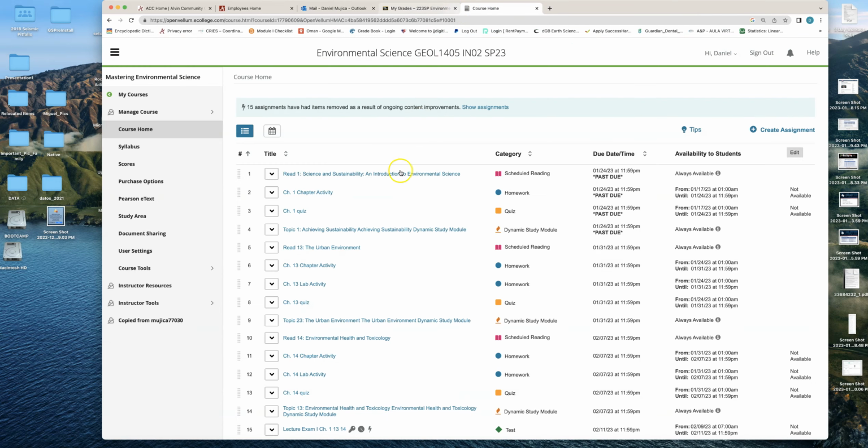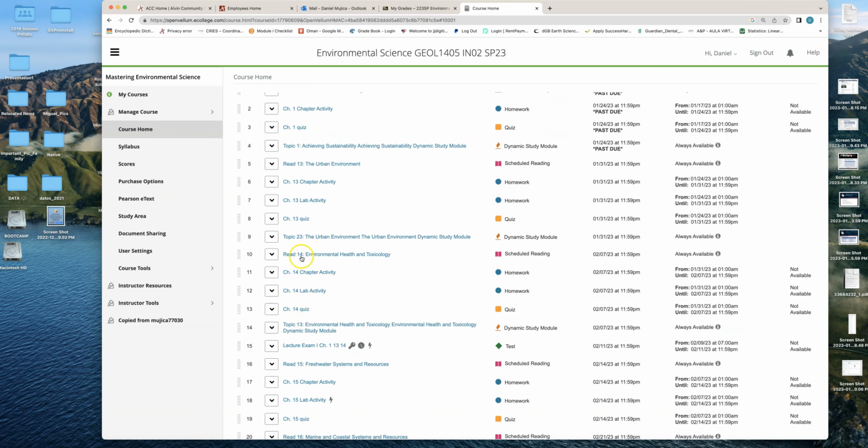Let me see in here. If you go to Mastering Environmental Science, you can see that all these activities for chapter number 1 are already past due. All those activities were due on January 24. The ones for chapter 13, which I commented on just a few minutes ago, are due this coming Tuesday, which is the last day of January. And the activities for chapter 14 are going to be due on February the 7th.